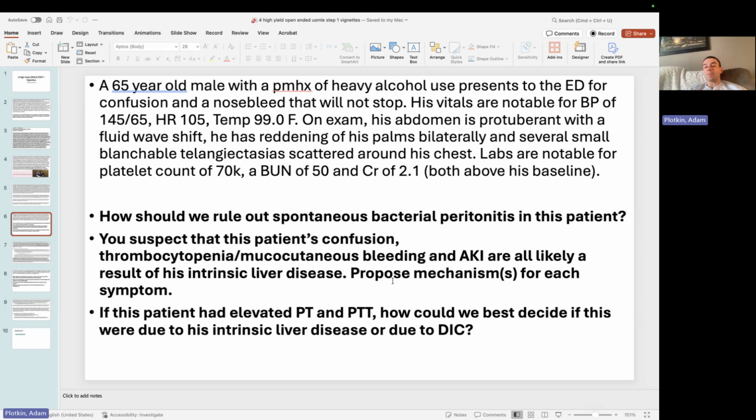And then the AKI, right, if we do the math, 50 divided by 2.1 is somewhere around 24, 25, right? So it's likely pre-renal, right? There's a certain algorithm we have to do to diagnose hepatorenal syndrome, which is kind of a story for another day. That's more of a step 2, step 3 concept, so I don't expect you to know that for step 1 level of understanding. But in this case, right, it's essentially what I discussed earlier.